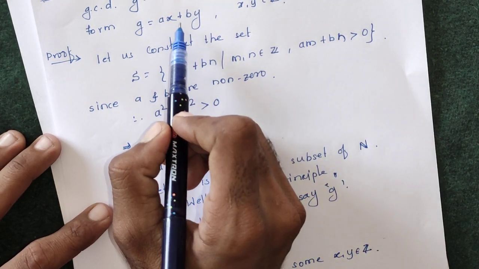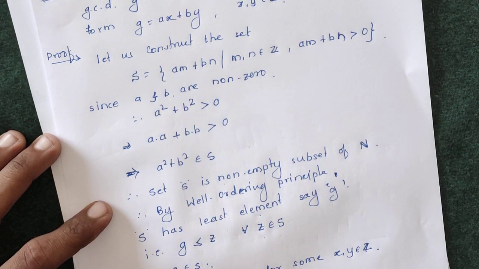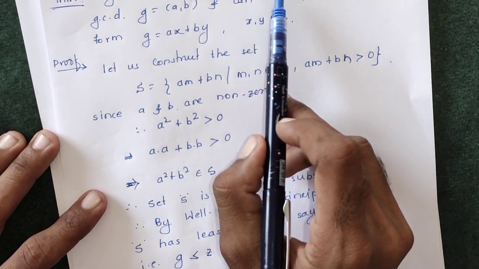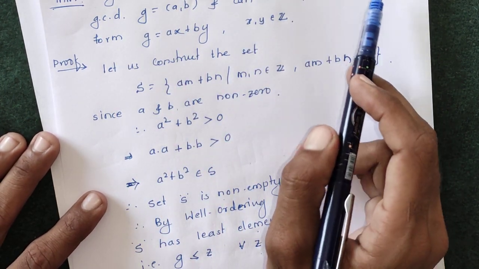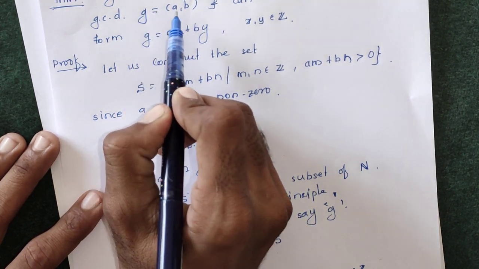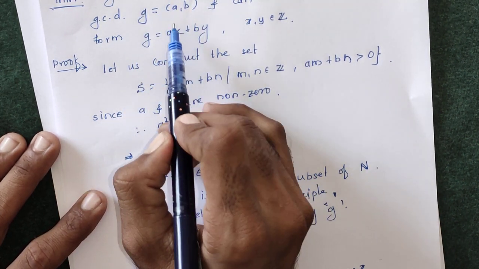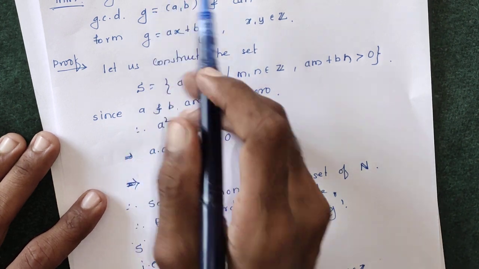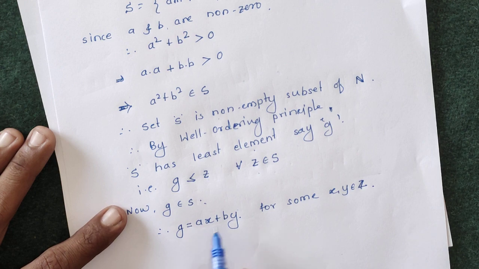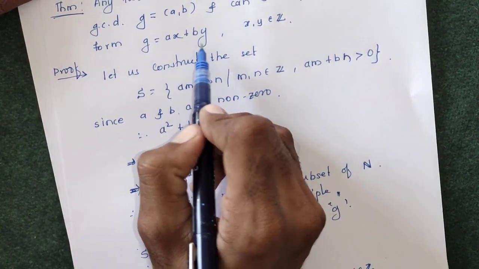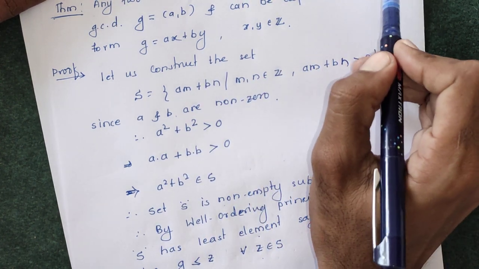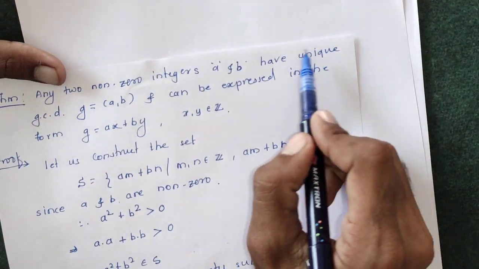Now we have to prove that this G is the GCD of a and b. Our theorem says that for any two integers a and b, we have a unique GCD G, that is, G is the GCD of a and b, and G is expressed as a linear combination of a and b. Now we have to prove that G is the GCD. We have proved that G is equal to ax plus by, but we have to prove that this G is the GCD of a and b, and this GCD is unique.